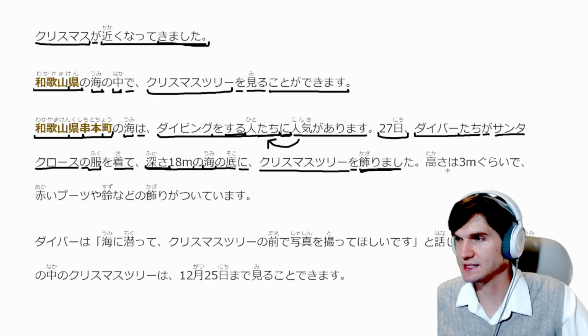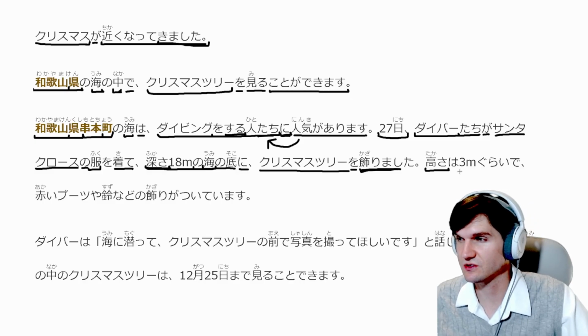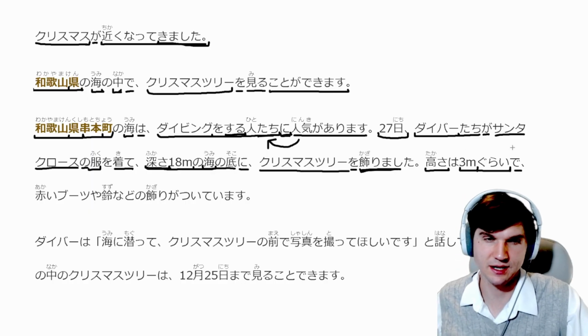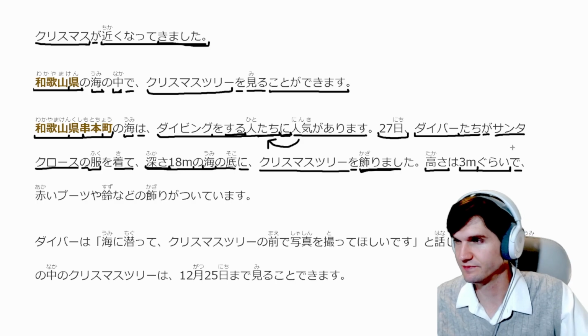高さは3メートルぐらいで. So, 高さ is height. I believe they're talking about the Christmas tree here. So, the Christmas tree is 3メートルぐらい. 3メートル would be 3 meters, and then ぐらい is about. で is like the te form of です here. So, it is about 3 meters.